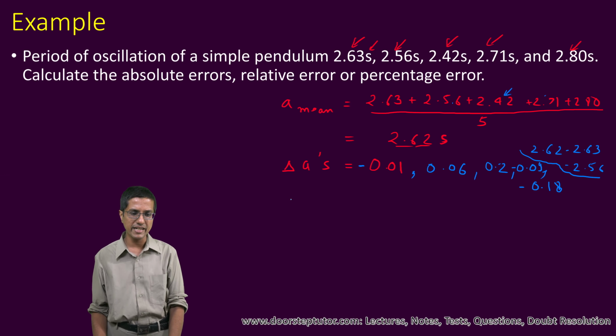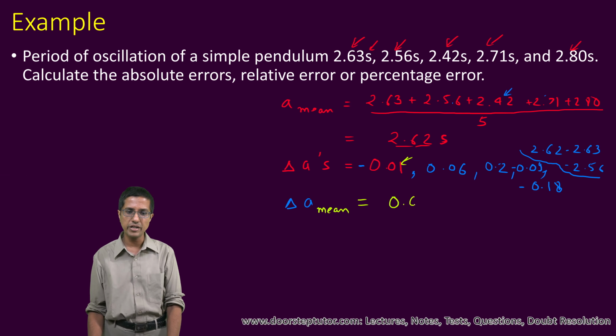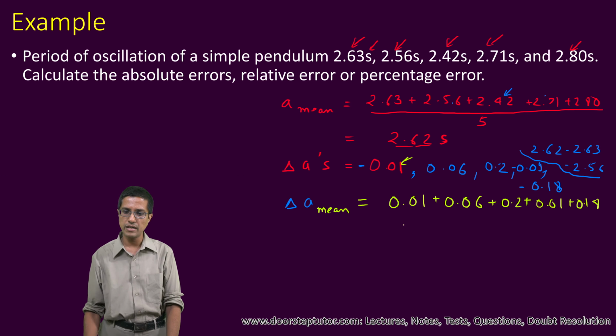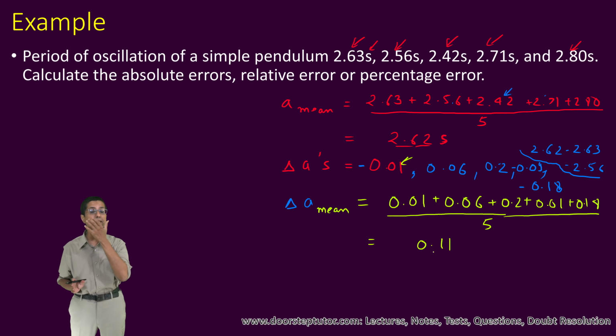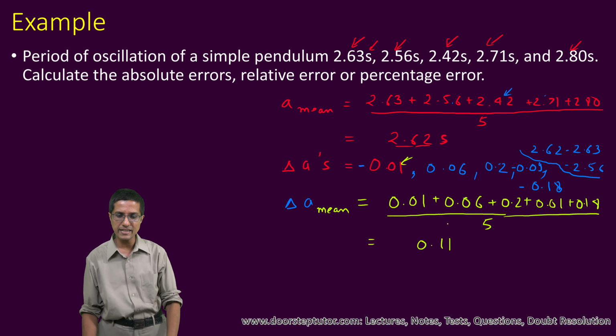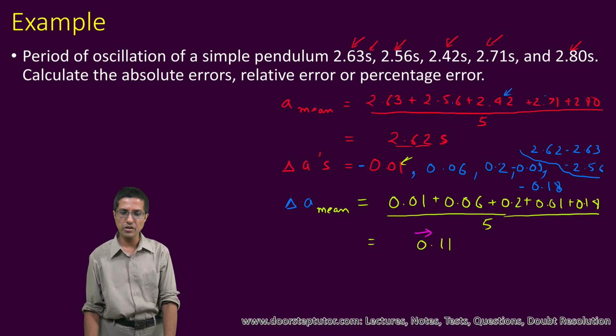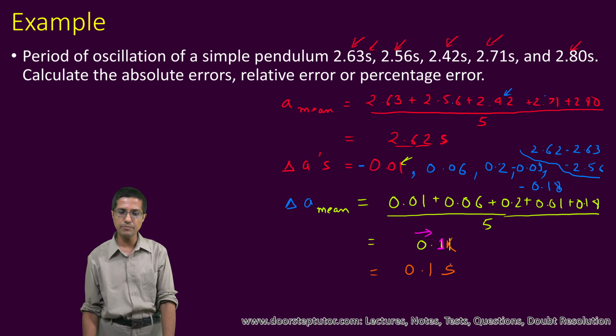Now I calculate the delta A mean. I compute the mean of these errors, and what do I do? I first take their absolute values. So I discard the sign completely and I simply find the mean of these errors. Of course, we will divide it by 5. If you calculate this, it comes out to be 0.11. Now, as we have seen, we will only keep one significant digit in our error. So we start from the left. The first non-zero number we encounter is 1. We keep that and we discard this completely. So this one is gone and my error comes out to be 0.1. And this error has the same unit as my measurement, which is second.